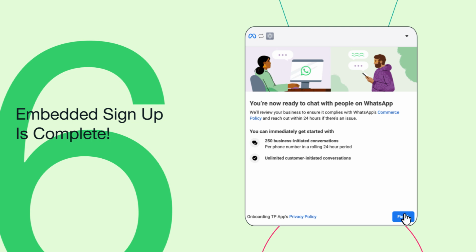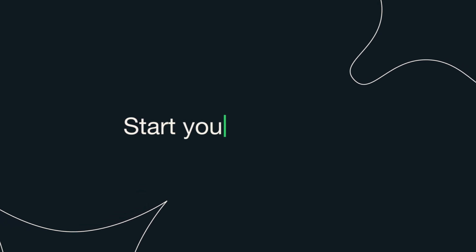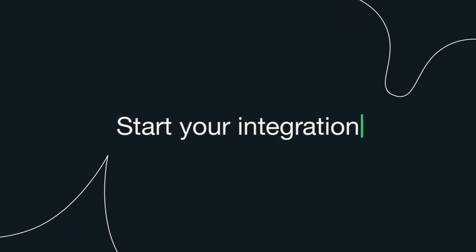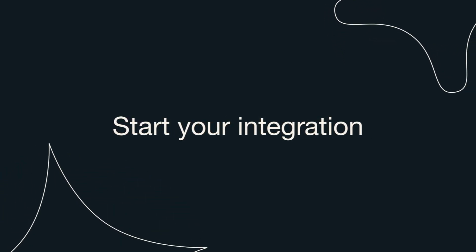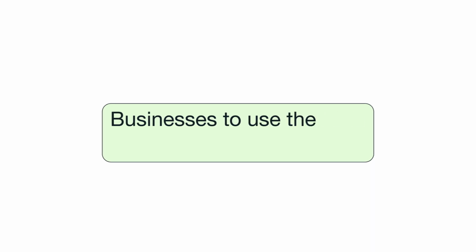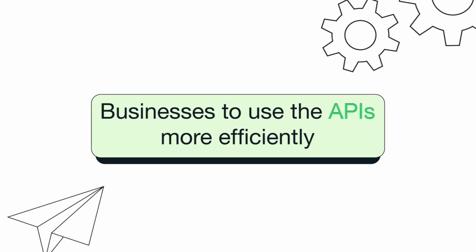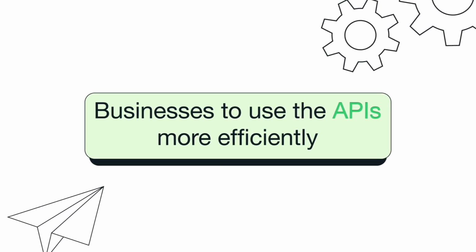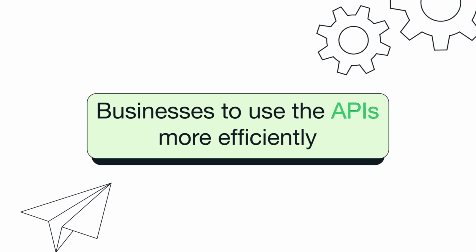Now that the business has finished the embedded sign-up flow, you will receive a token to start integrating your customers' business so they can start WhatsApp messaging. In order for the businesses to use the APIs more efficiently, they will need to get business verified as well.